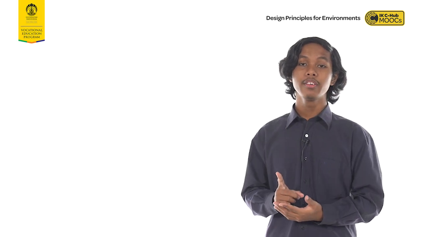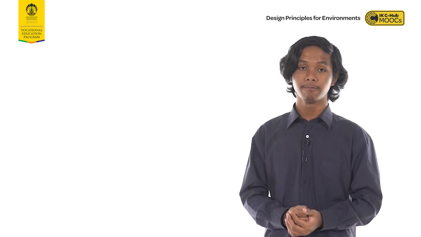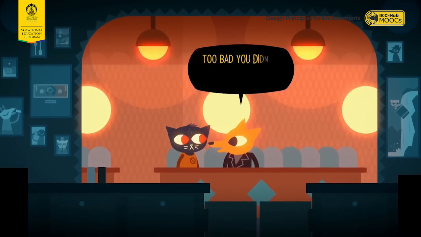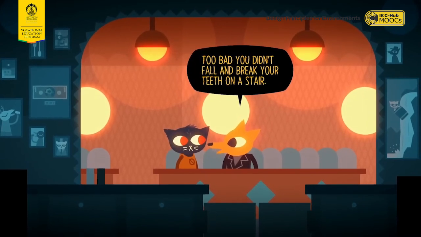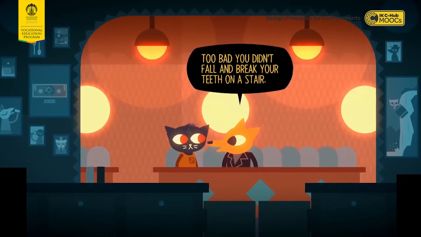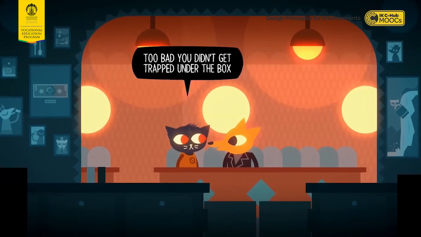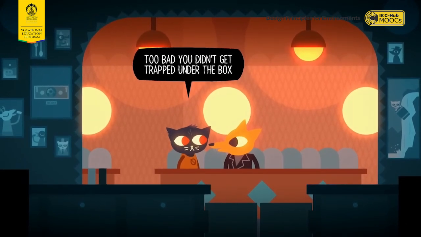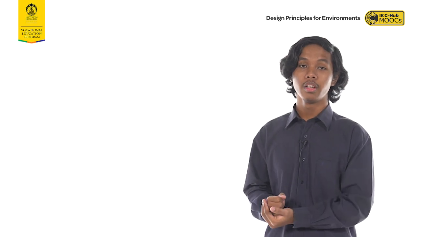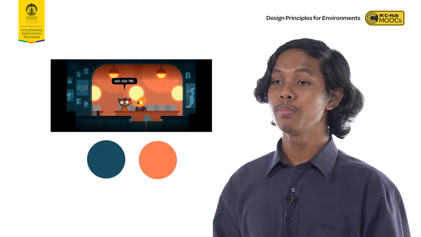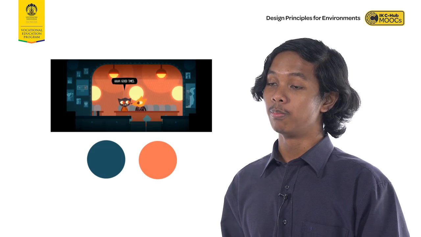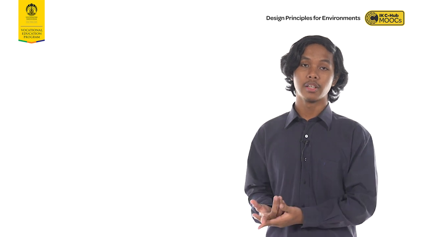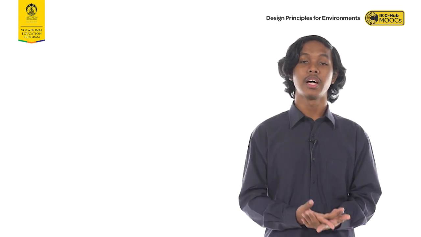Now, can you guess which color harmony this game uses? It's complementary color. You can see there are 2 main colors that are contrasting each other, blue and orange. Now that we understand the principles, let's apply them to game design.